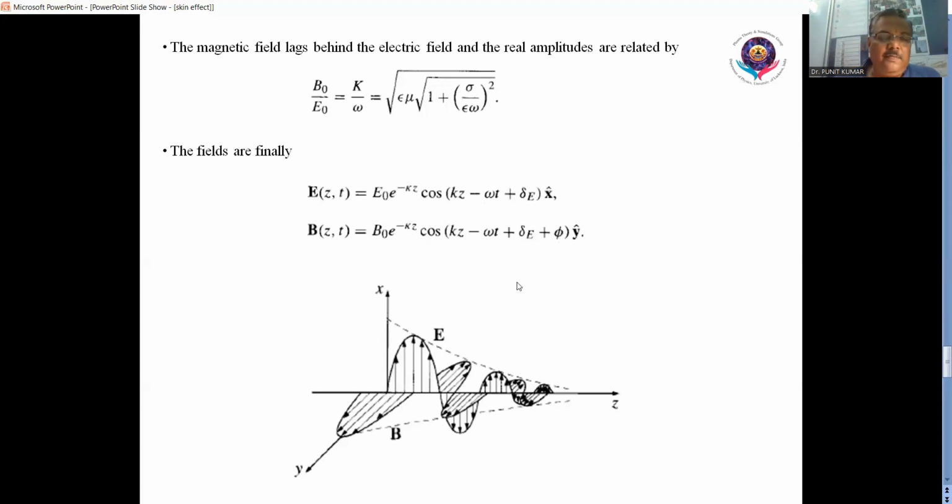And we can see if the medium would not have been a conducting medium, the electromagnetic wave would have traveled the way it entered with a constant amplitude. But in the conducting medium, the amplitude of the electric vector and the magnetic vector both are decaying exponentially and gradually getting absorbed, the amplitude becoming zero.